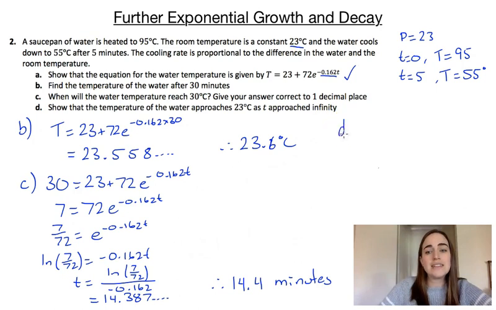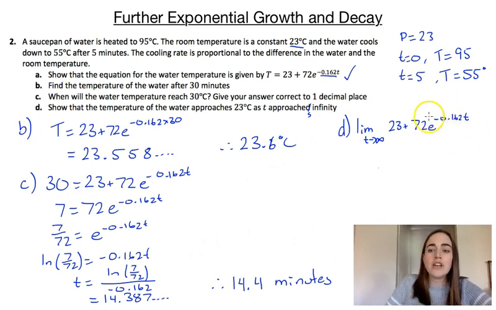For part D, it's asking us to show that the temperature of the water approaches 23 degrees as t approaches infinity. So that should say approaches, not approached. So if we're doing that, we're talking about a limit. So we want to take the limit as t approaches infinity of this equation, our 23 plus 72 e to the minus 0.162t.